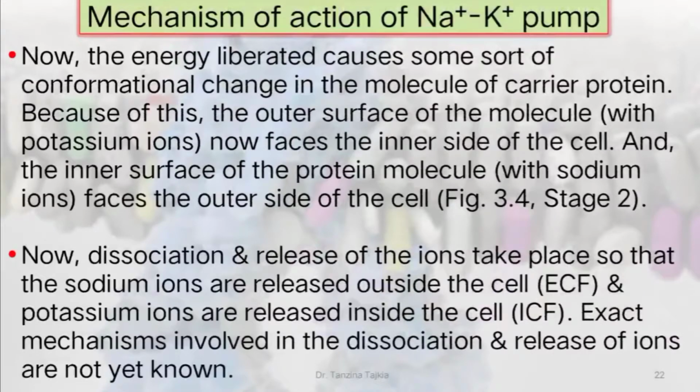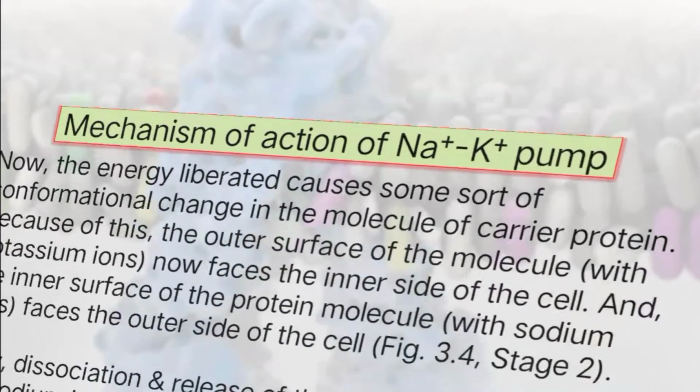Now, the energy liberated causes some sort of conformational change in the molecules of the carrier protein. Because of this, the outer surface of the molecule now faces the inner side of the cell, and the inner surface of the protein molecule faces the outer side of the cell. Dissociation and release of the ions takes place, so that the sodium ions are released outside the cell and potassium ions are released inside the cell.